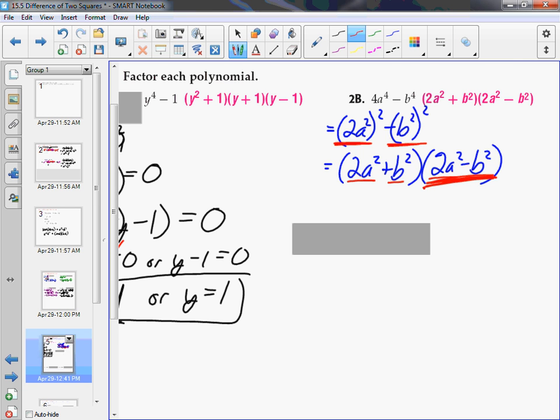What I wanted to do, I wanted to keep factoring that one, didn't I? Why not? Why didn't I? Because 2 is not a perfect square. Okay? If 2 was a perfect square, could I keep going? Mm-hmm. But it's not, so I can't. Questions on 2b?